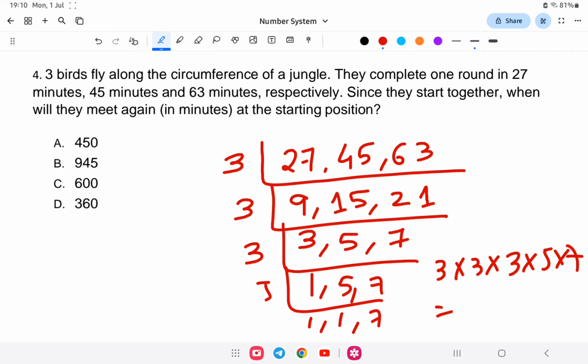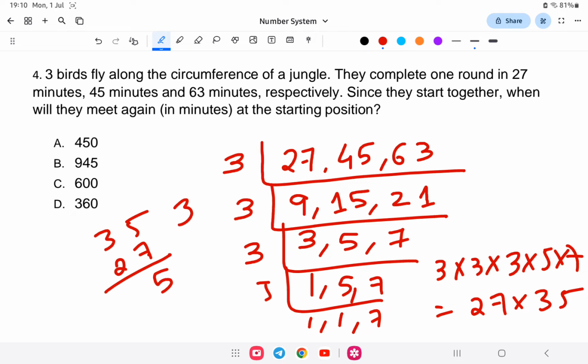3 times 3 is 9, 9 times 3 is 27, 5 times 7 is 35, so the LCM is 35 into 27, which is 945. That means after 945 minutes they will meet again. So this is the answer. Let us go to the next question.